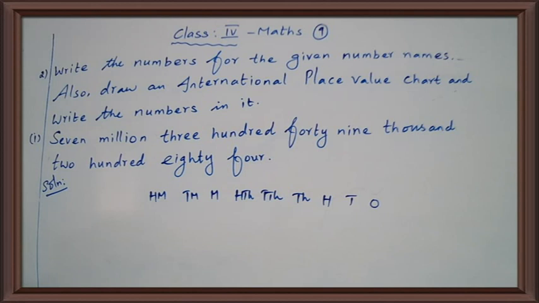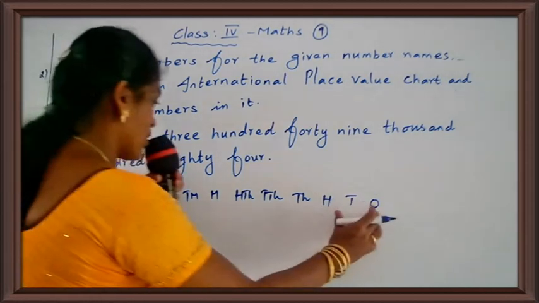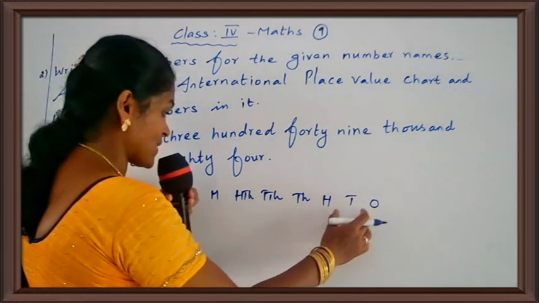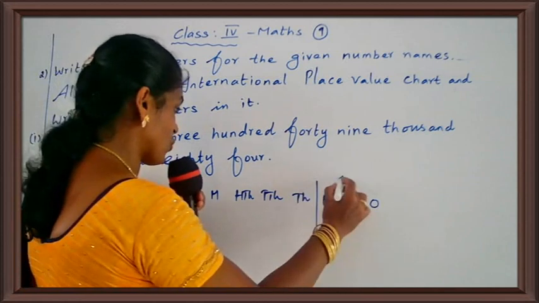Here we use periods to read a number or to write its number name. So we divide the number into periods. The first period, the ones period, consists of 3 places, that is ones, tens, hundreds. So this is the ones period.